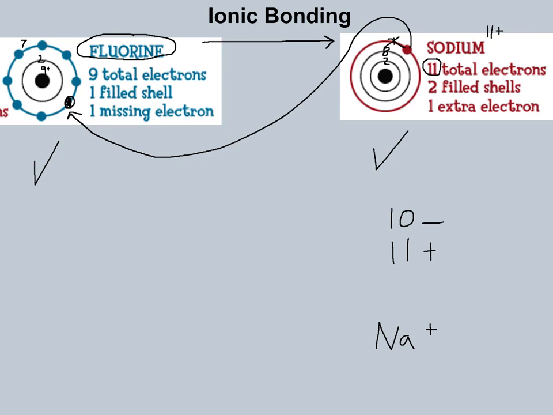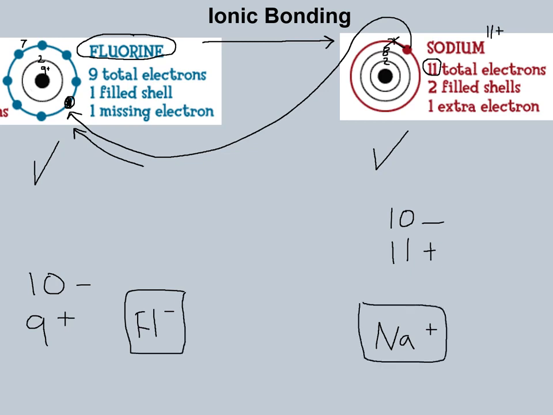But on the other hand, fluorine did have 9 electrons. It's now just picked up 1 extra, so it has 10 electrons, and initially it had 9 protons. So fluorine has now become a negative ion, and because they now have a charge, because they're now an ion, these 2 atoms fall in love with each other.